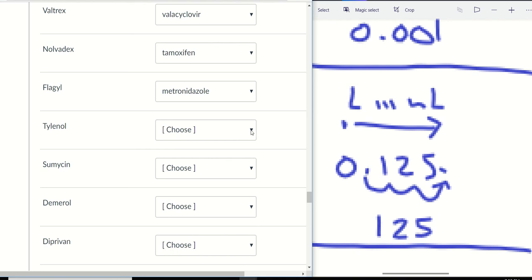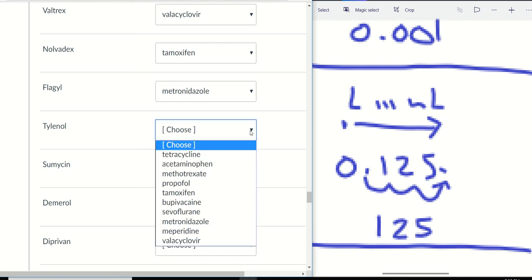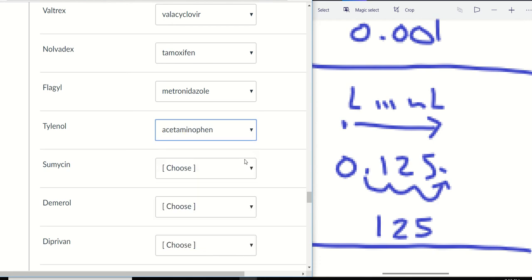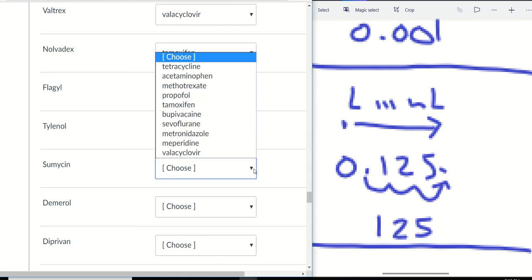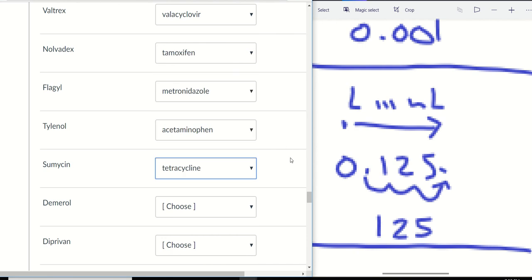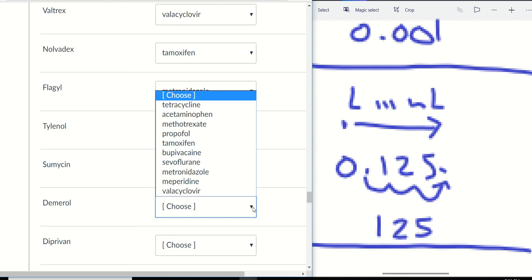Tylenol. What's the generic for Tylenol? APAP. Acetaminophen. Very good. Sumycin. Kind of sounds like the generic. Sumycin, tetracycline. Demerol. One hell of a drug. It's a morphine derivative. Which one would you guess? Meperidine.